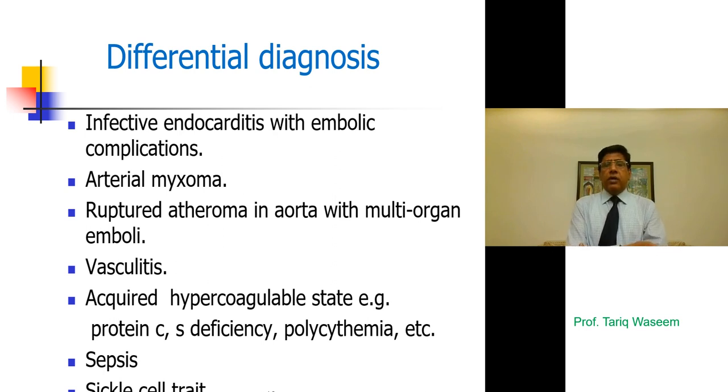Vasculitis can have a picture like this, where you may have, say, involvement of the peripheral as well as the central or carotid circulation vessels. Hypercoagulable states like protein C deficiency, polycythemia, can present with simultaneous gangrene as well as a stroke. Sepsis can do that. A sickle cell trait can do that, when you have multiple site involvements.